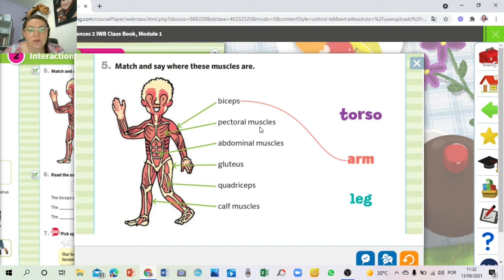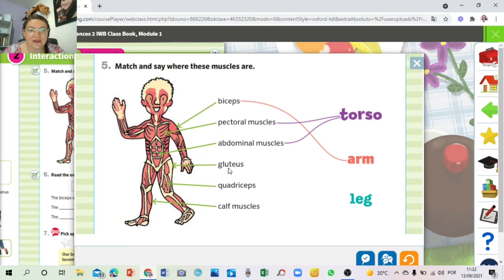Guys, pectoral muscles. Pectoral muscles are torso, arm or leg? What do you think? Let's check. Yes, look. All of this part here. All this part here is the torso. So whatever is here, without the limbs, ok? We will mark here on the torso, ok? Abdominal muscles. Look. Torso. Ok?